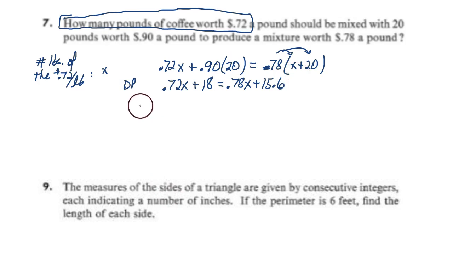At this point, we could multiply all terms by 100 like we did in the last problem to remove the decimals. Or we can continue as is, leaving the decimals and using a calculator to help us do the math. I'm going to leave the decimals in this problem. Next step, subtract 0.72x from both sides. 0.78x subtract 0.72x is 0.06x. Next step, subtract 15.6 from both sides. 18 subtract 15.6 is 2.4.